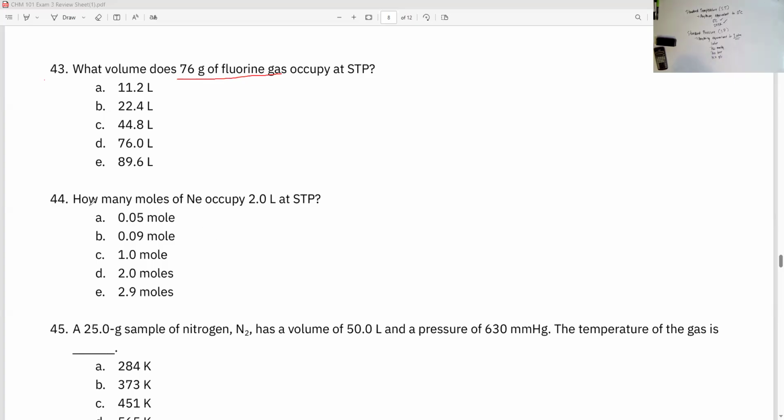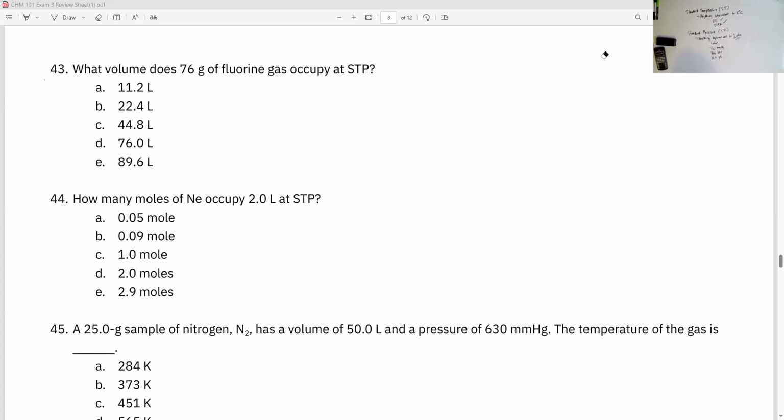And then the next question is how many moles of neon is going to occupy 2 liters at STP? We know that every 1 mole of gas occupies 22.4 liters. So we should be able to use that relationship to figure out how many moles are taking up 2 liters of space at STP. All right.